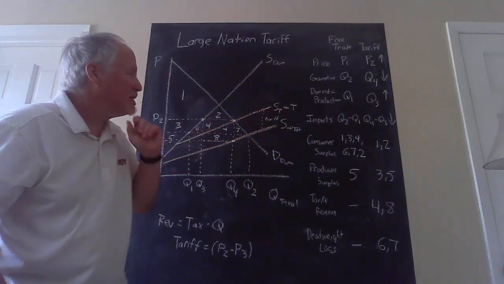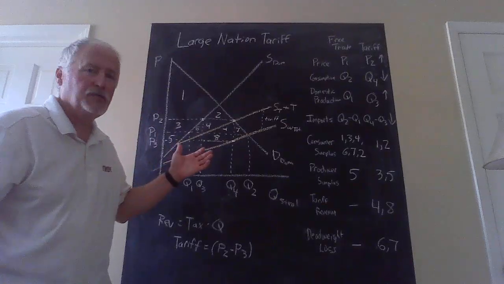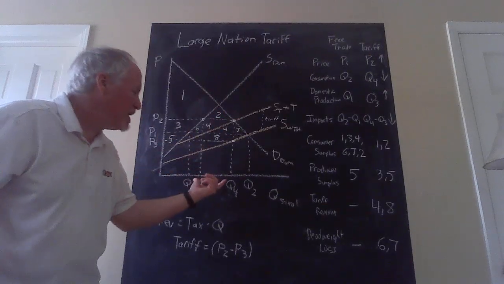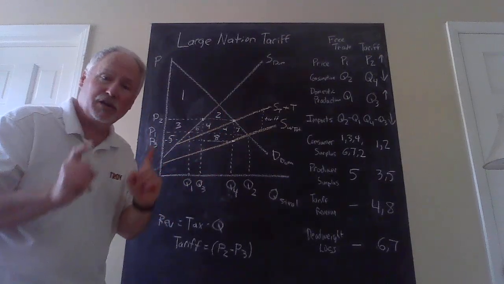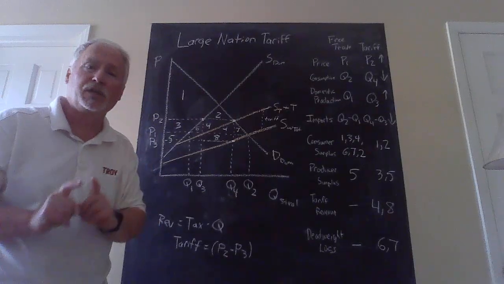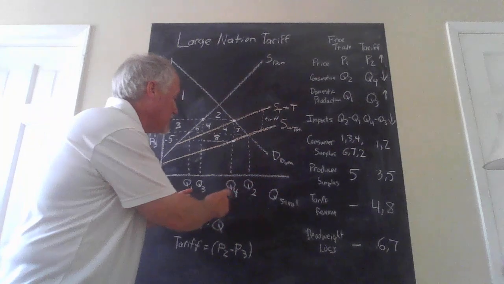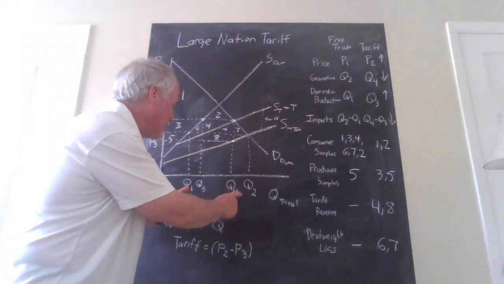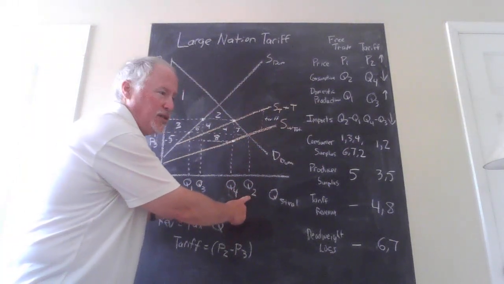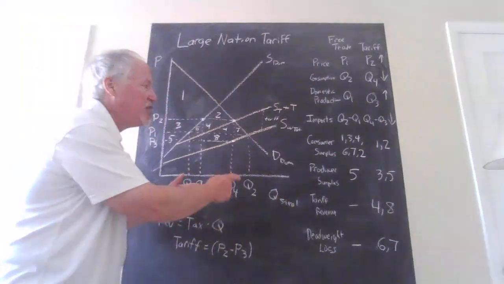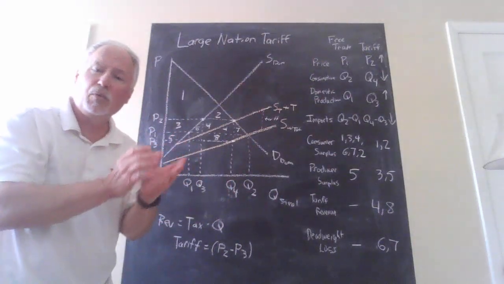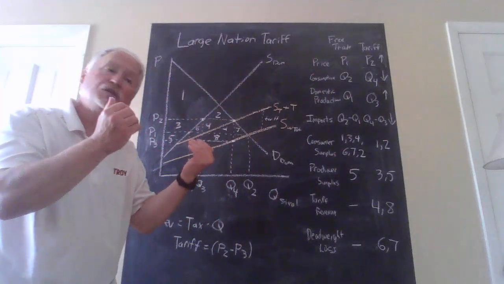With a positively sloped world supply curve, when this nation imports less, because it's a large nation, and this is the difference between this case and the small nation case, when this large nation imports less, imports go from Q1 to Q2, this reduction in the amount of imports for this nation lowers the world price.